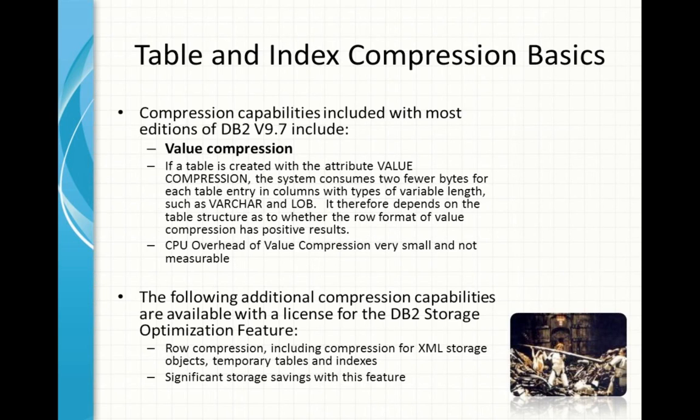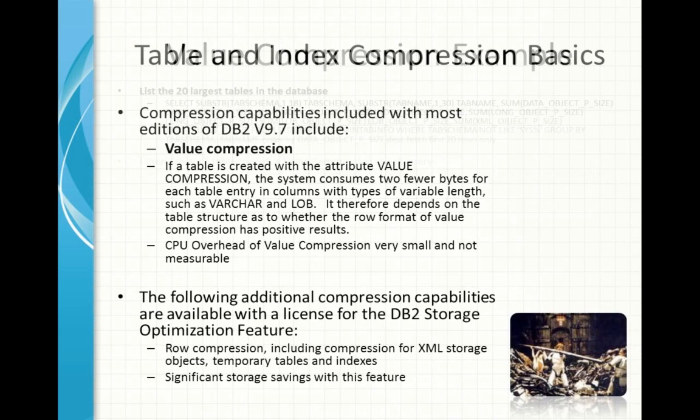So I'm going to touch on table and index compression. There's compression capabilities included with most editions of DB2 9.7, and one of them is called value compression. If a table is created with the attribute value compression, the system consumes 2 fewer bytes for each table entry in columns, basically variable length columns. So it depends on your table. This doesn't work for all tables, but if you have varchar columns, lob columns in a table, it may be a good candidate for value compression.